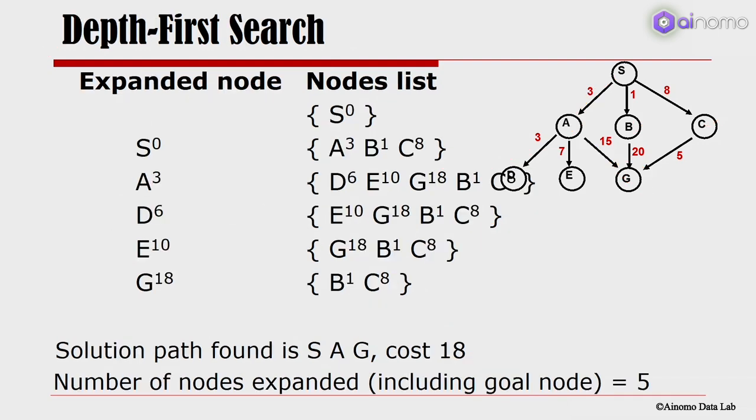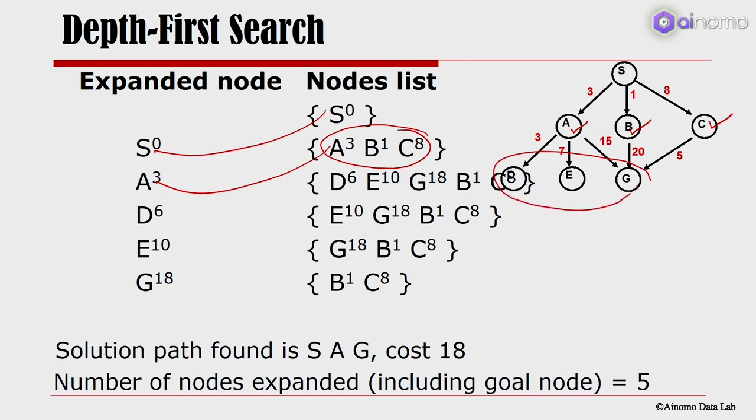The depth first search is what we will try to expand now. So in this we take S, put it in this list, and next we take the successors which are A, B and C and put them in the list called open, and move S to close. Next we take A for expansion, its successors D, E and G.